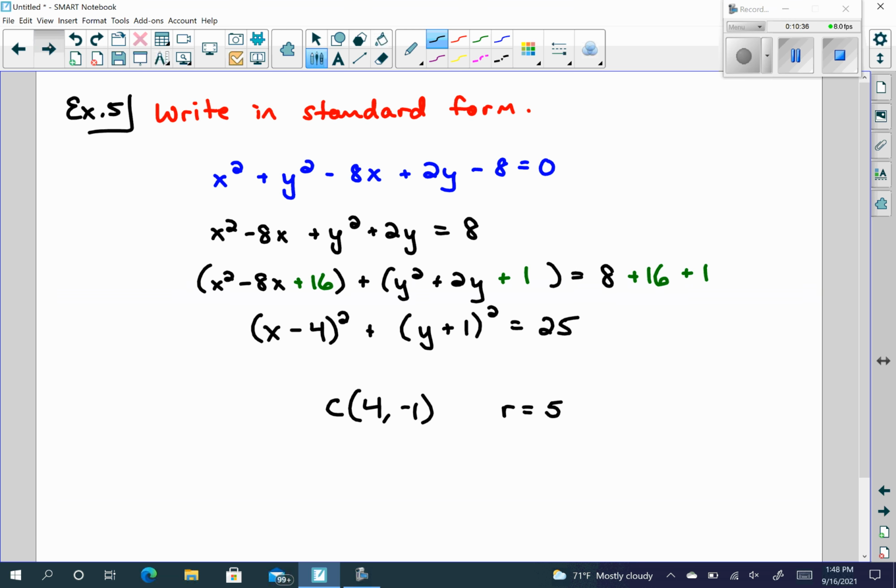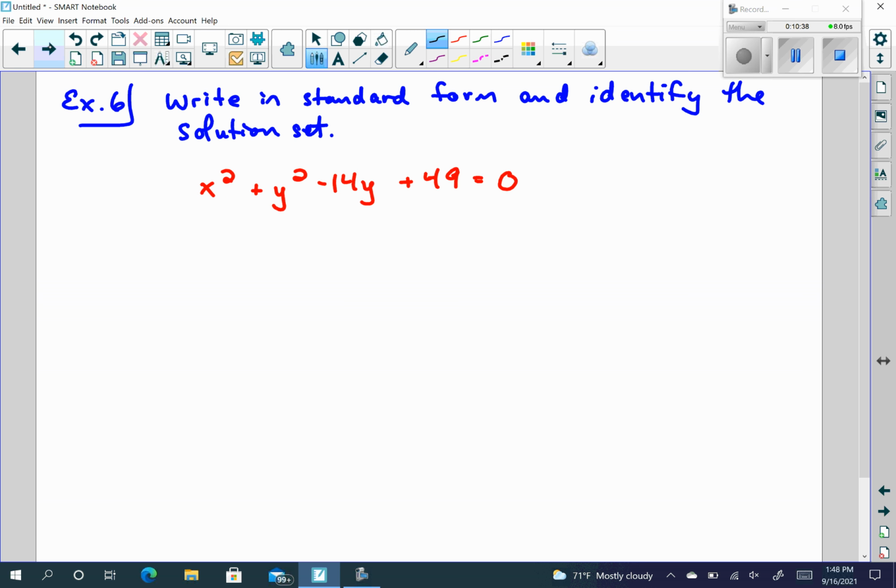All right, one more example to try. We're going to first write this in standard form, and then we'll start to see what it means here, identify the solution set. So again, if you wish to give this a try on your own, pause the video. Now remember, the first step is to get all the x's together, but if you notice there's only one x squared term, there's no other just x term. So pretty much the way it's written right now is going to be good enough.